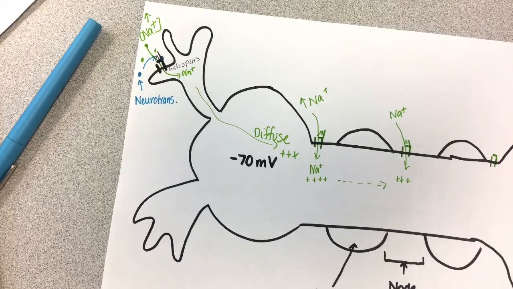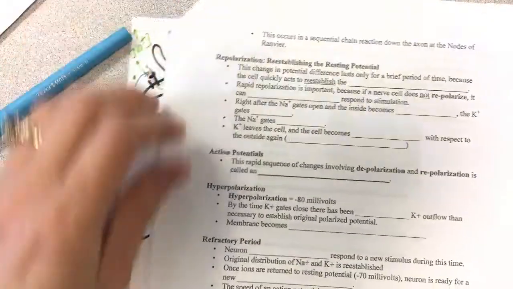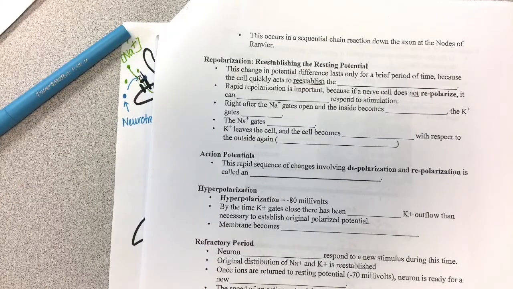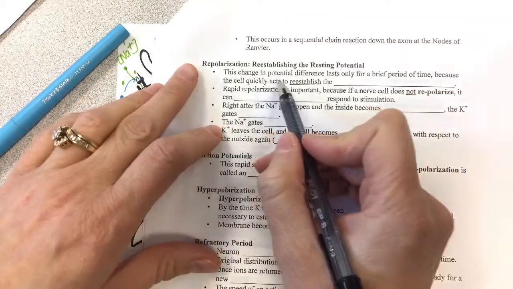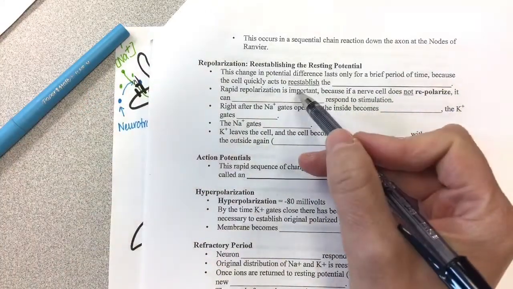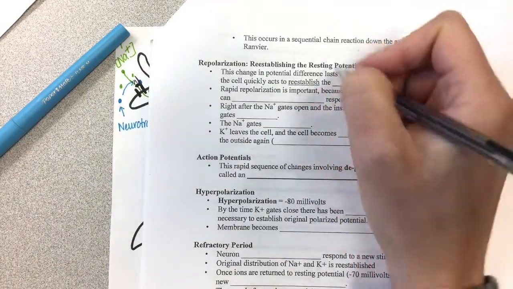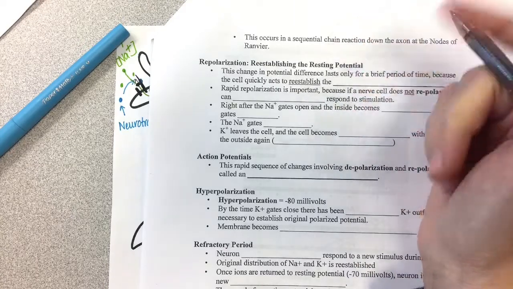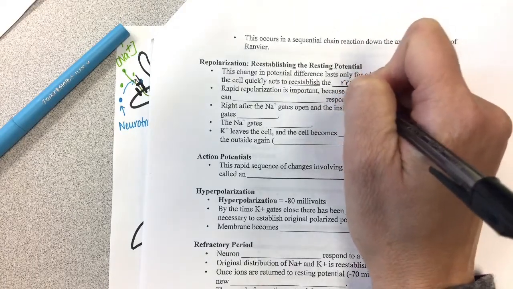So then what happens next, let's go back to this, and we're going to come back to this picture in just a second, is repolarization. After it depolarizes and becomes positive, then it repolarizes and becomes negative again. This change in potential difference lasts only for a brief period of time because the cell quickly acts to reestablish the, what do we call it, the original negative 70, the resting potential.